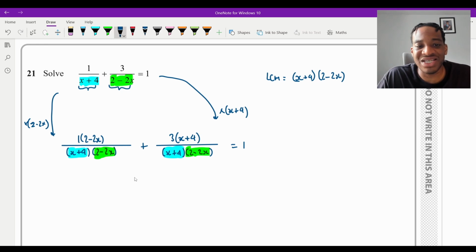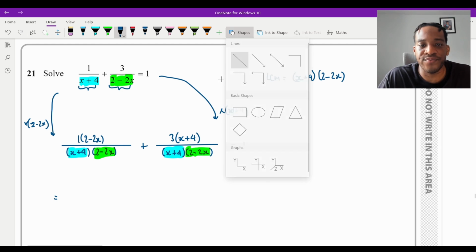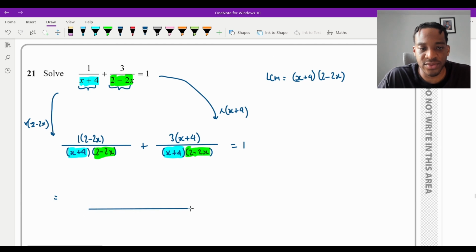Now, since they have the same denominator, we can combine this to make one singular fraction, can't we? So I'm just going to put this here. And I'm going to say that we've got 1 and then 2 minus 2x, plus 3 and then x plus 4, and then all over x plus 4 and then 2 minus 2x. This is equal to 1.